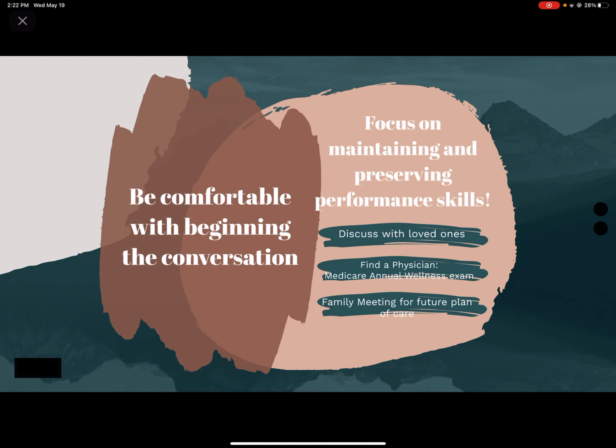So the first step we want to talk about with intervention is being comfortable with beginning the conversation. You always want to focus on maintaining and preserving whatever skills the client still has. When you're ready, discuss with those loved ones the conditions and the symptoms that you have been seeing. Be able to find a physician who is ready and prepared to do a screening on their wellness exam. Also, make sure that you have a future plan of care ready for when your loved one becomes unable to perform and make those executive decisions.